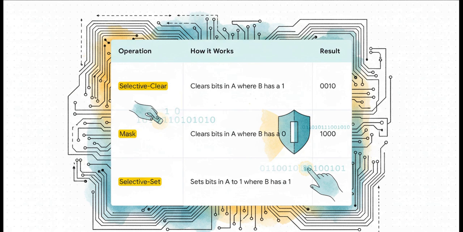For example, a selective clear operation can use one number as a template to erase specific bits in another. A mask operation does the opposite, kind of protecting certain bits while clearing out others. And a selective set can be used to turn specific bits on. It's like having a whole set of surgical tools just for manipulating data.